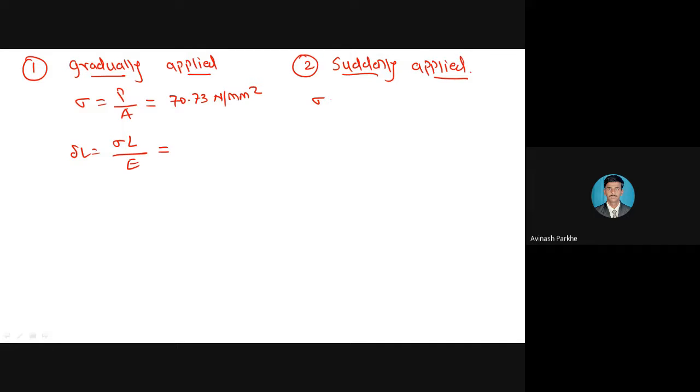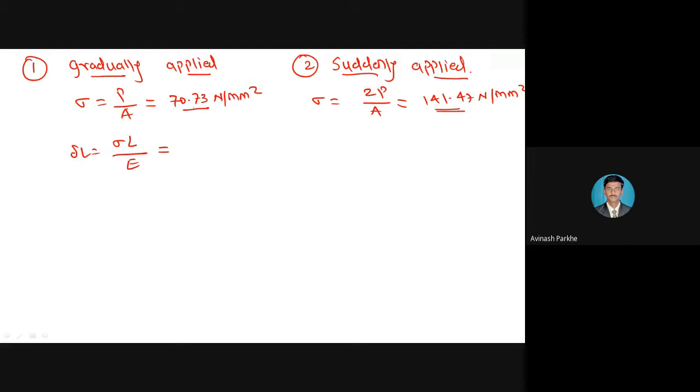Stress due to the suddenly applied load, again sigma is equal to 2P upon A. So 2P upon A, what is the answer? 141.47 Newton per mm square. Please check your answer. Stress due to gradually applied load is 70.73 and stress due to suddenly applied load is 141.47. If I compare both stress values, the stress due to suddenly applied load is twice the stress due to gradually applied load.